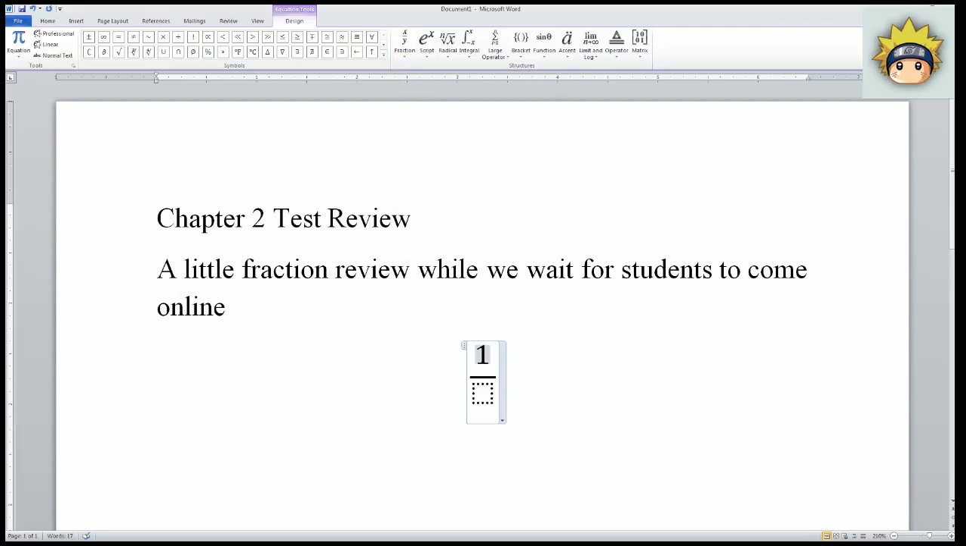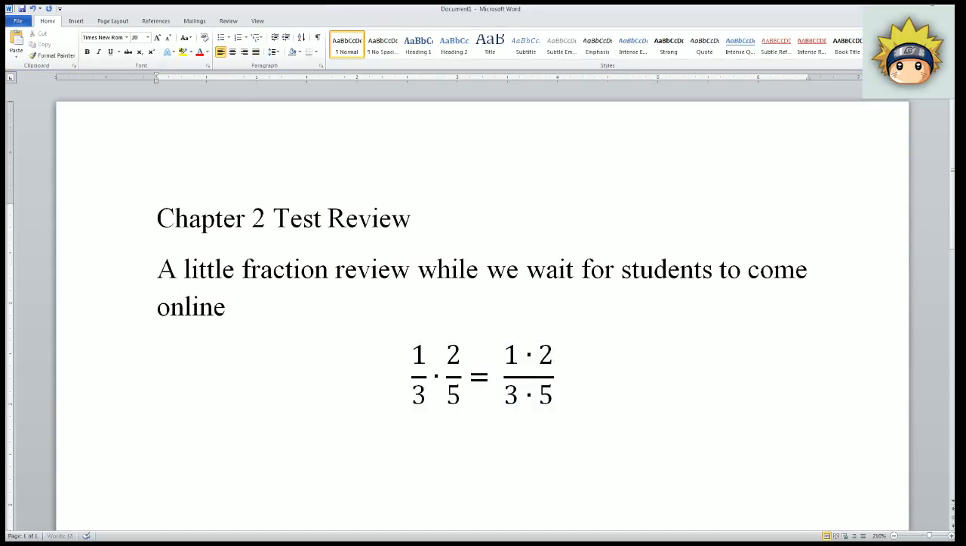How about 1/3 times 2/5. Okay. When we multiply fractions, we go straight across. So this becomes 1 times 2 and 3 times 5.